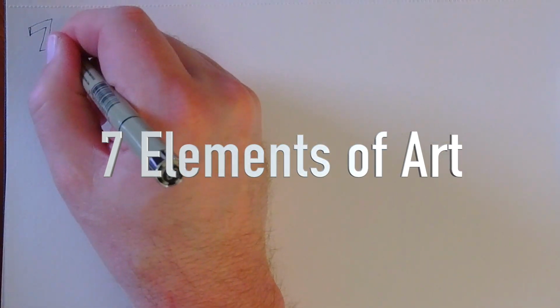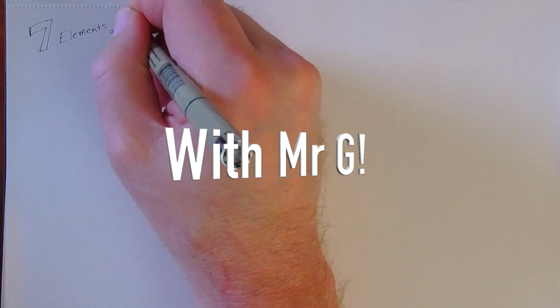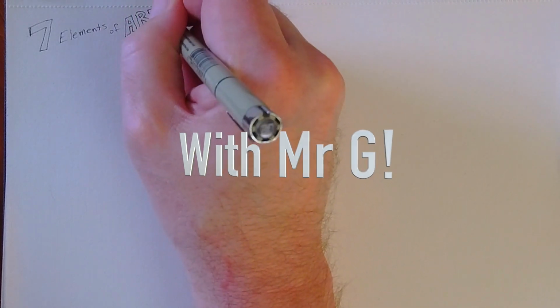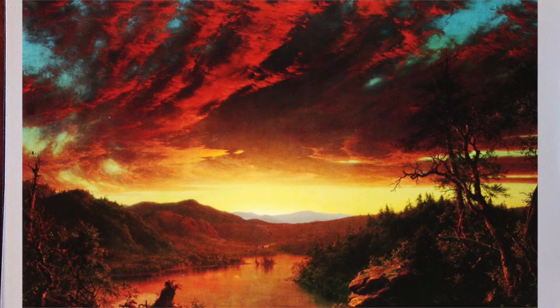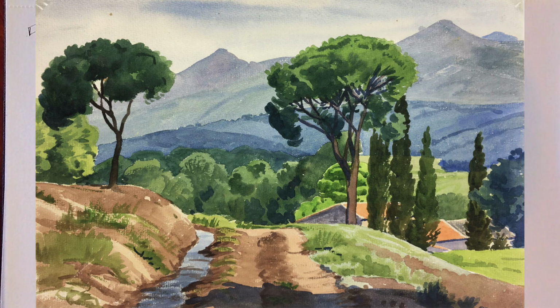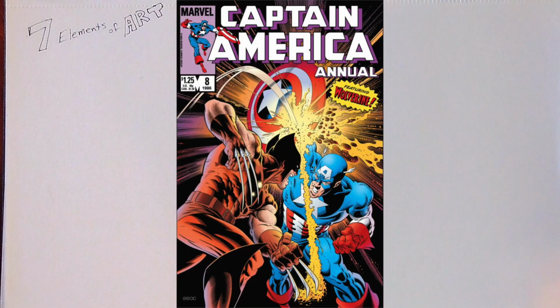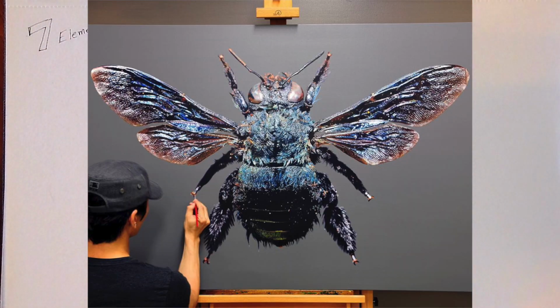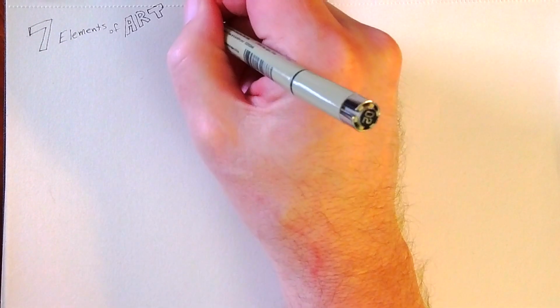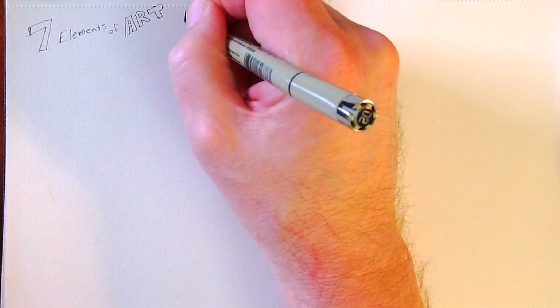Seven elements of art, with Mr. G. All right, so today we are going to be looking at the 7 elements of art. These are the basic building blocks that every artist uses to create things like portraits or landscapes or maybe comic books, anything that you can think of in the art world. We start with these elements of art. Sometimes we use all of them, sometimes we use half of them. It just depends. So today we're going to look at all 7 of them with some descriptions.